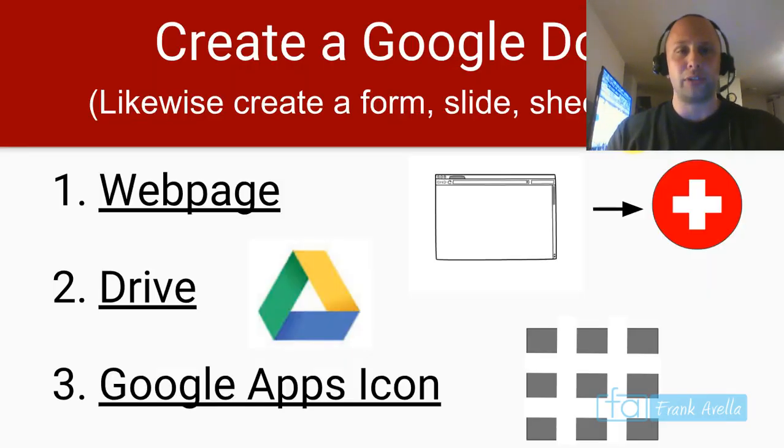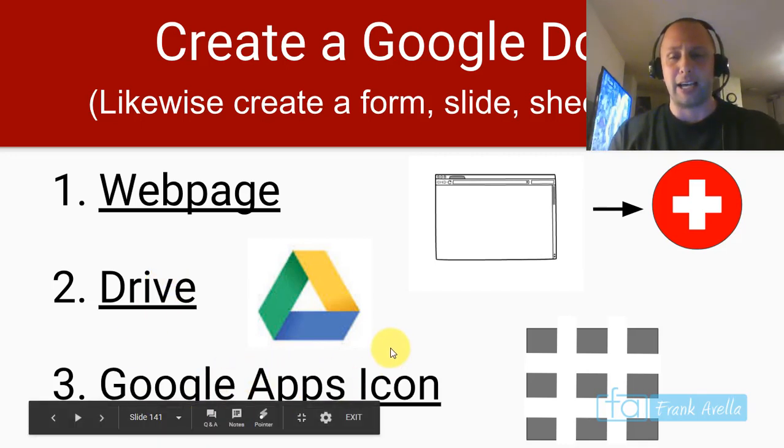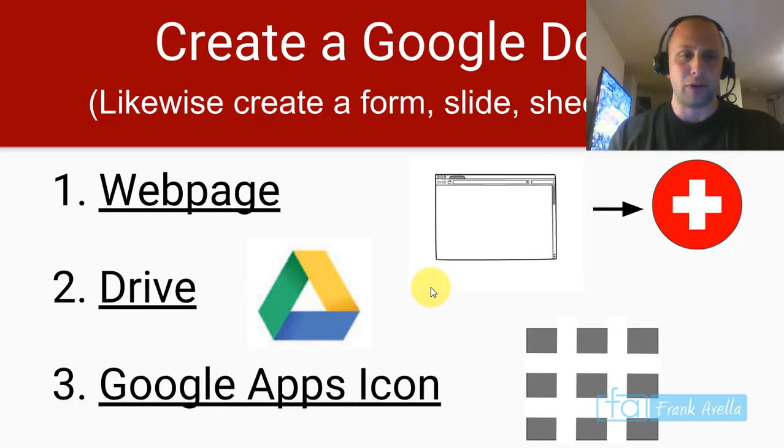Okay, so to create a Google Doc, you can do it from three different places. You can just go to the web page. That means I type in googledocs.com. It'll probably be the first one. It'll take you there. You can do it from your Drive. From your Drive, you just go to New, and you pick Google Docs. And there's something called the Google Apps icon. It looks like 9 little boxes. If you click on this thing, it's in the corner of your Drive. It'll also take you to Google Docs and things like that. So any one of them.